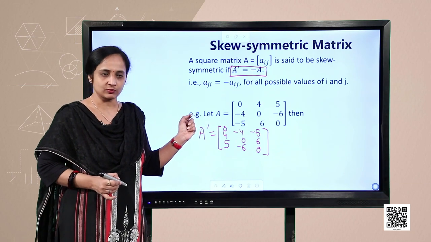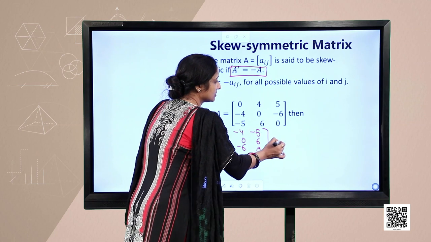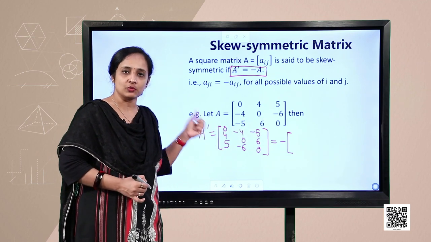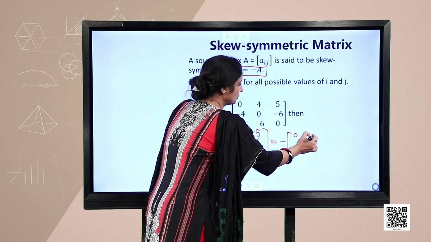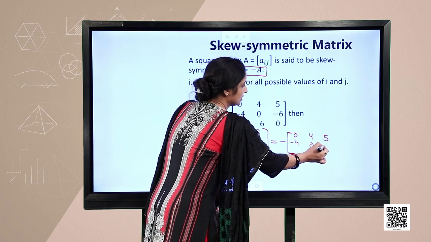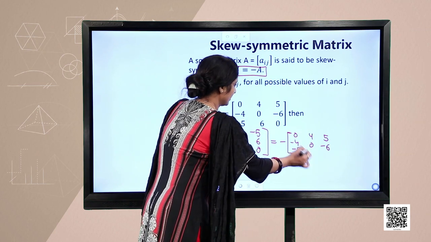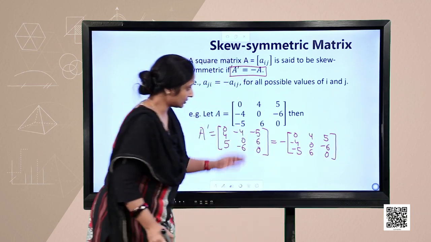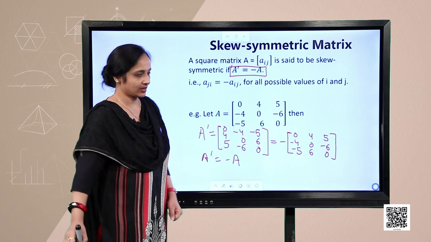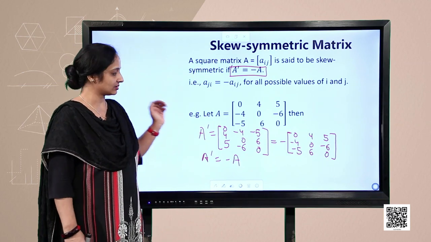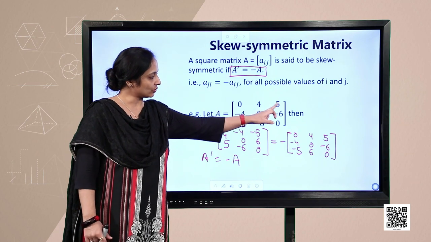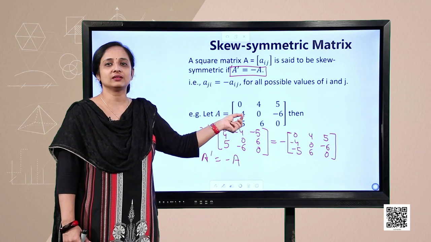Is there any connection between A and A transpose? No. But now, if you take the negative sign common, that means you are taking minus 1 common from all the elements, it becomes 0, 4, 5, this becomes minus 4, 0, minus 6, it becomes minus 5, 6, 0. Now can you see the connection? Yes, you can say that A transpose is equal to minus A and this is a skew symmetric matrix. Also you can see that all the diagonal elements are zeros, and all the non-diagonal elements differ just by the minus sign.